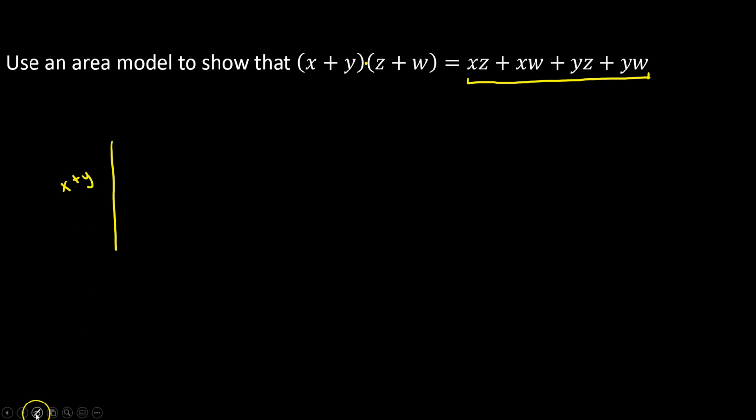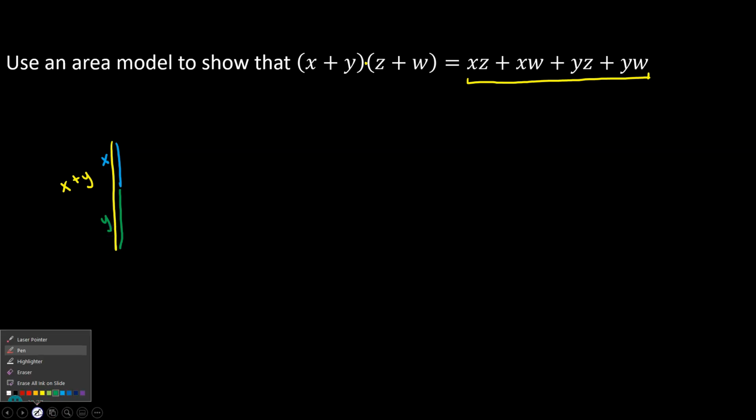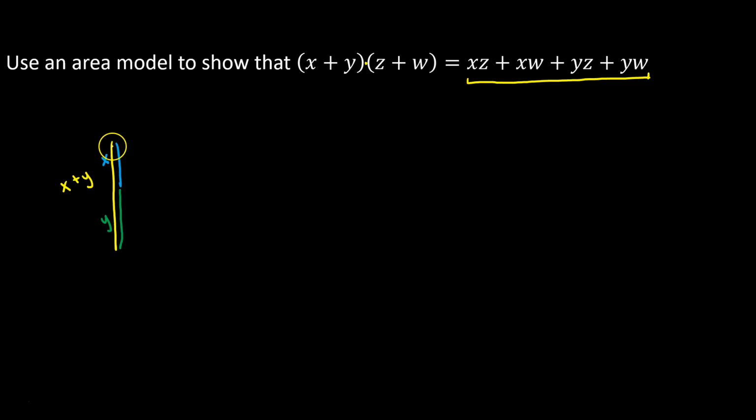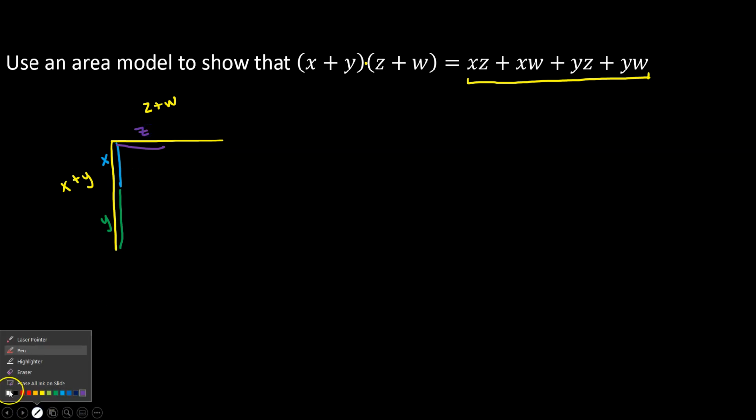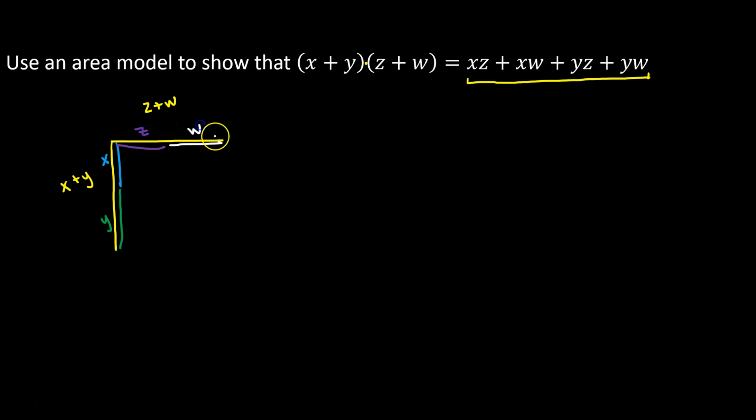X and y are two separate numbers, so let's separate this to say maybe this portion is x, and the remainder of this vertical line is y. And then we need to do the same thing for the z plus w, so I'll draw a horizontal line that represents z plus w. And again, z and w are two separate numbers, so I'm going to break them down into two pieces. So maybe this portion is z, this portion is w.